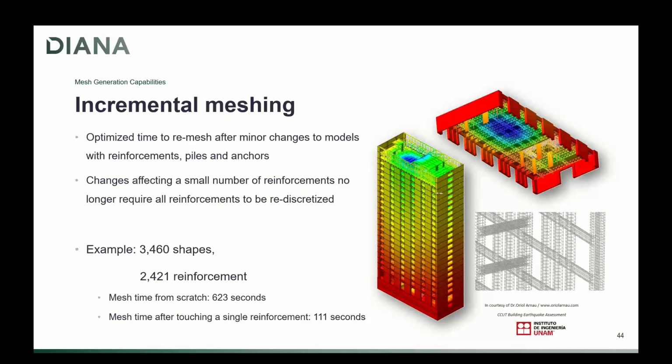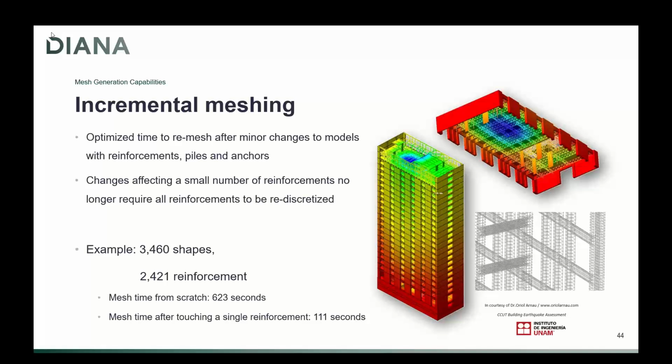Another powerful feature is incremental meshing. This is very interesting when you are dealing with complex models and you need to do some modification at the geometry level for any reason. Thanks to this incremental meshing, you don't need to remesh the whole model. Diana automatically remeshes the geometry parts of your model that have been subjected to modification.